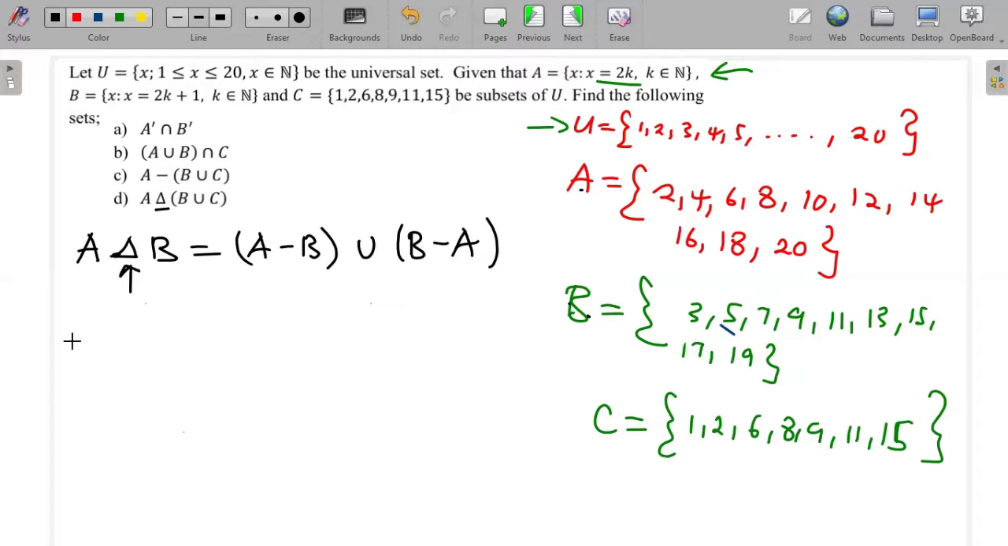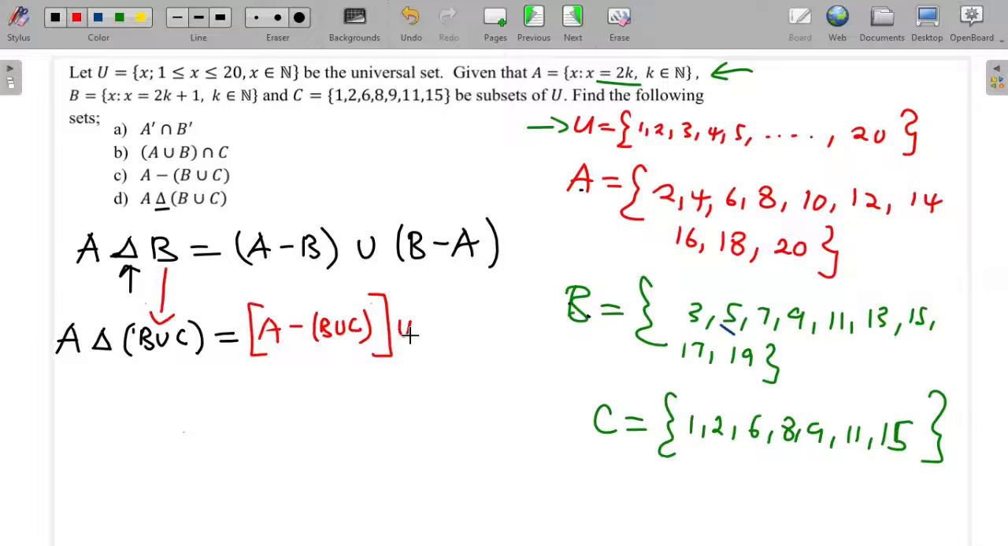So now here we've been given A symmetric difference with B union C. This whole thing here is acting like this B here. So it will just be A minus the B union C, which we found on top there, and then union B union C minus A. This is what I get here.